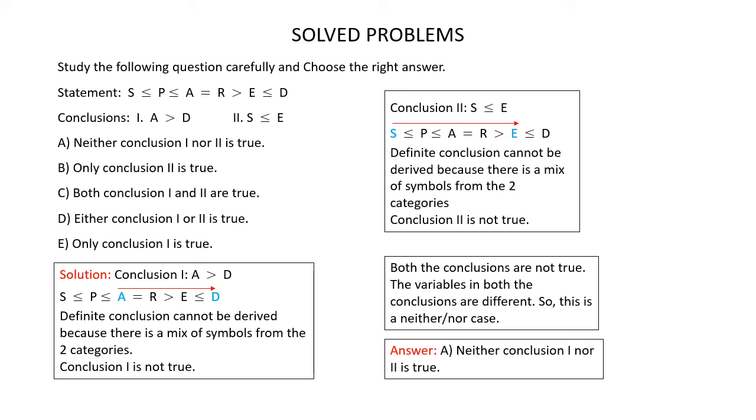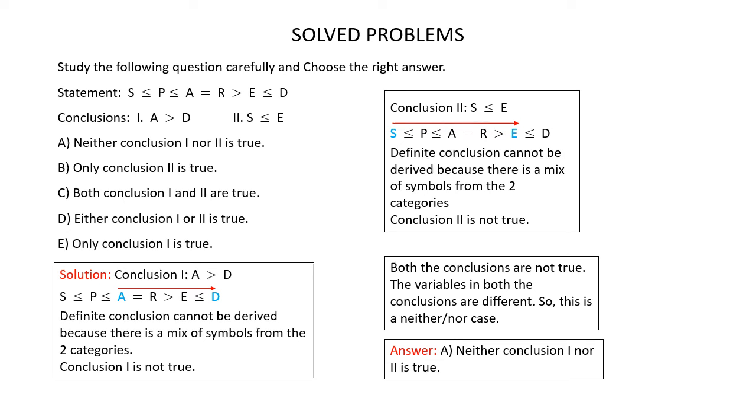Let's move on to conclusion 2. S is less than or equal to E. This is the given statement. Now we have S here and E here. So you have to move in the forward direction from S to E.